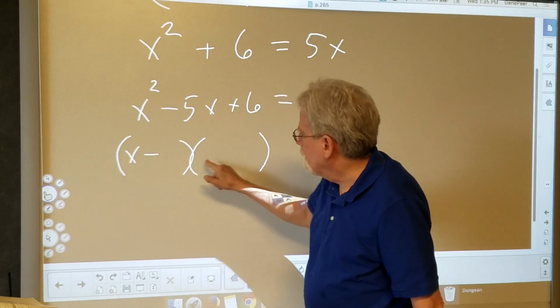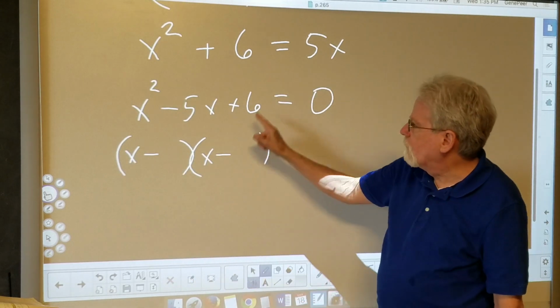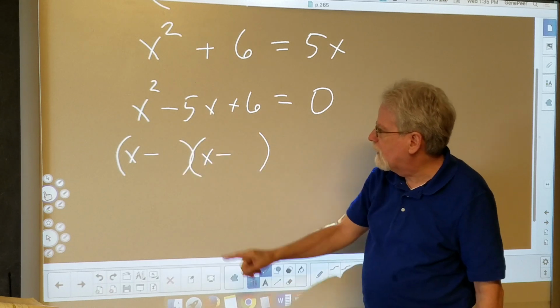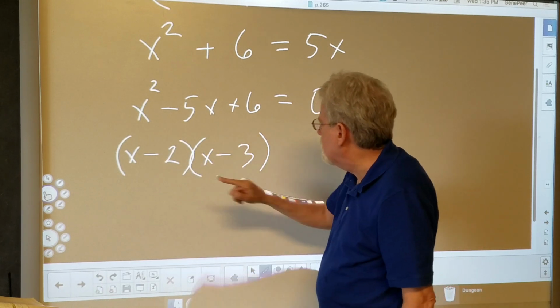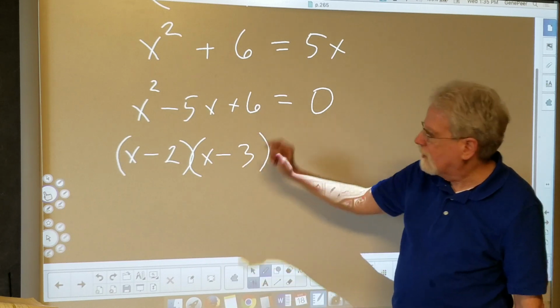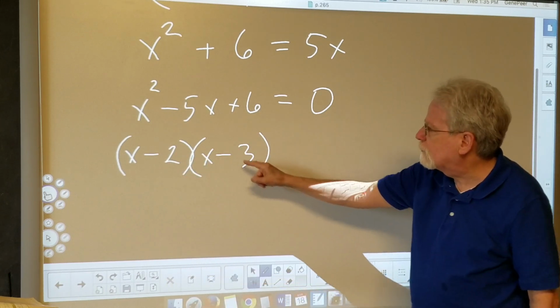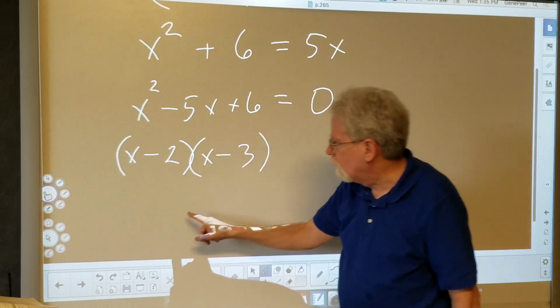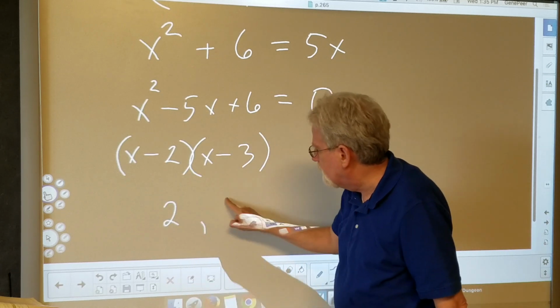x minus. We need two things that multiply to give 6, but add to give negative 5. They would clearly be 2 and 3, because negative 2 times negative 3 is 6. Negative 2 minus 3 is negative 5. Your solutions are therefore 2 and 3.